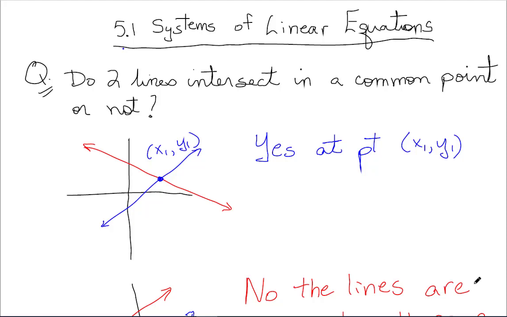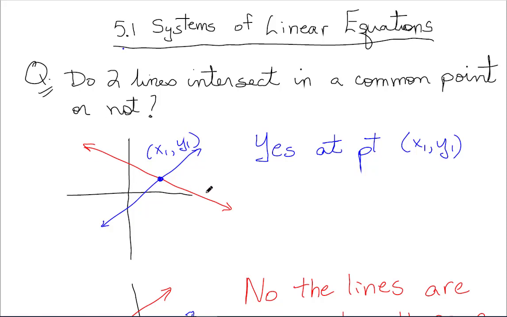Welcome to Math 1314, Section 5.1. This is all about systems of linear equations. Linear meaning that we're talking about lines. And in this case, the question is, do two lines intersect in a common point or not?